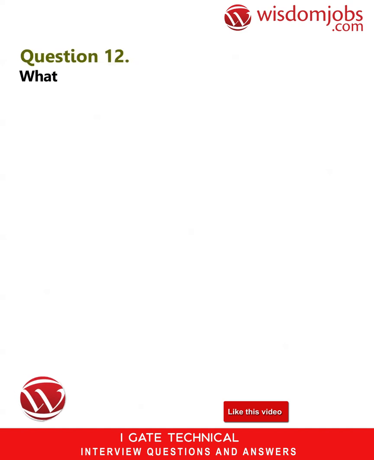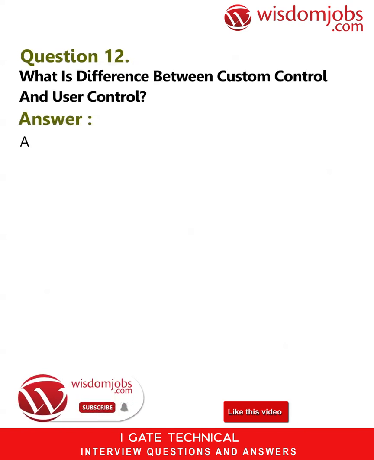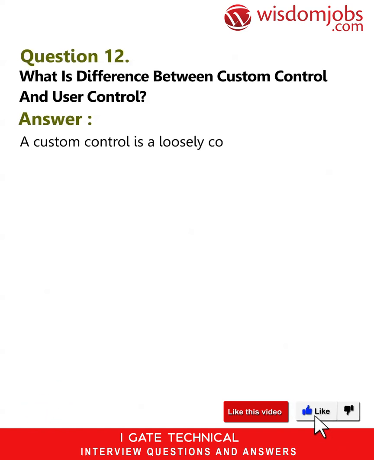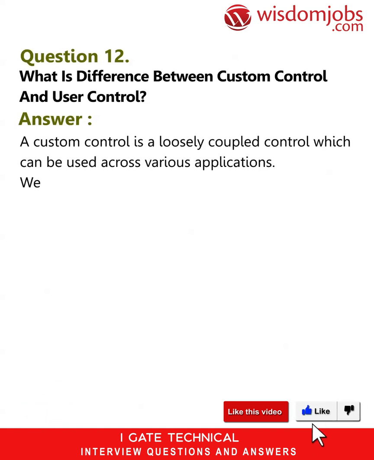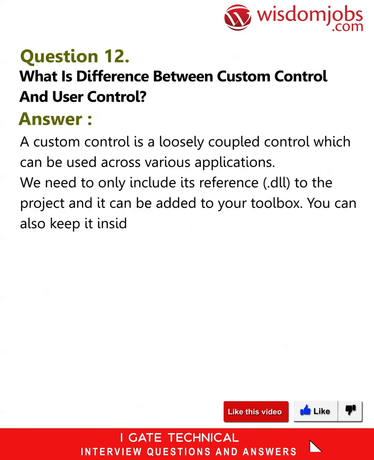Question 12. What is the difference between custom control and user control? Answer. A custom control is a loosely coupled control which can be used across various applications. We need to only include its reference .dll to the project and it can be added to your toolbox. You can also keep it inside a class library.